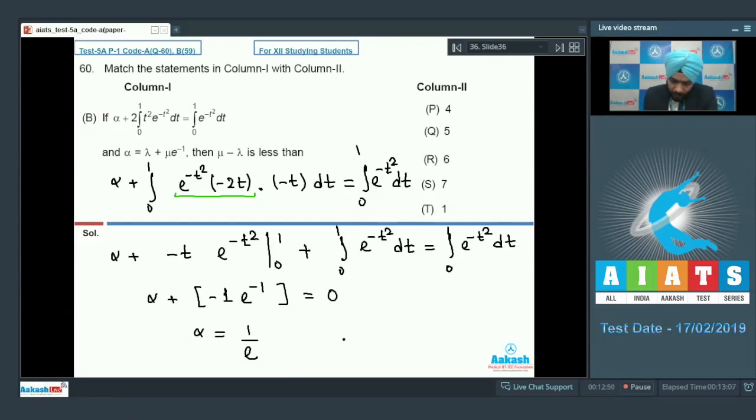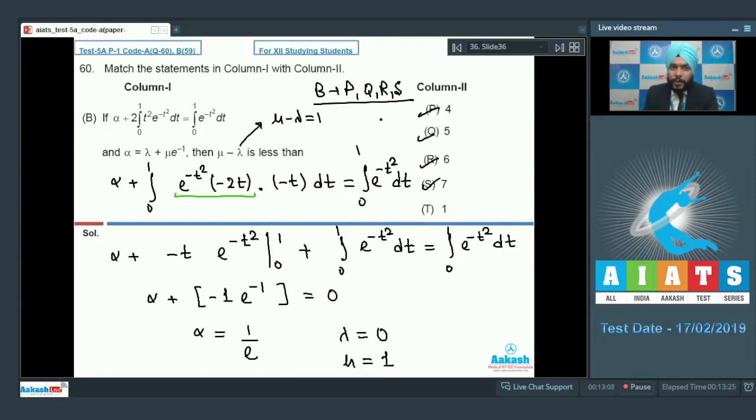So again, lambda is 0, mu is 1, mu minus lambda is 1, and it is less than p, q, r, s again. So B part also matches with p, q, r and s. Okay, let us move on to C part.